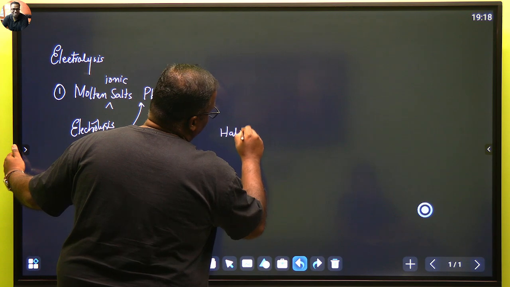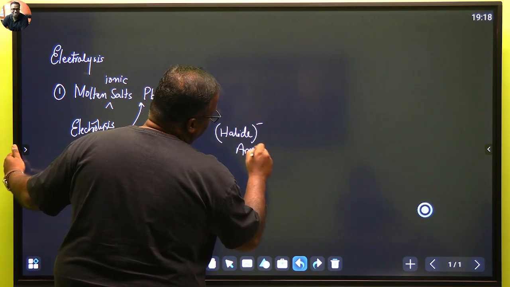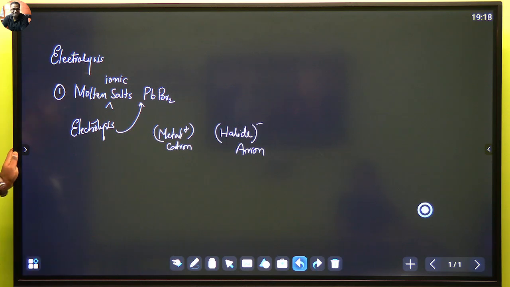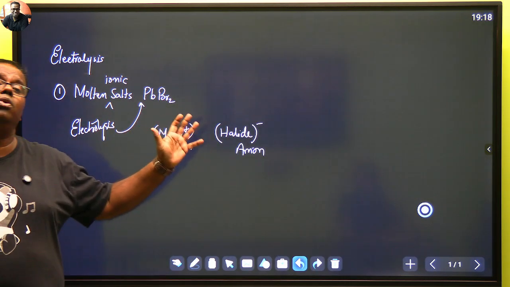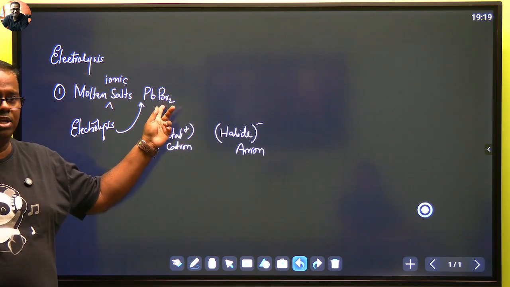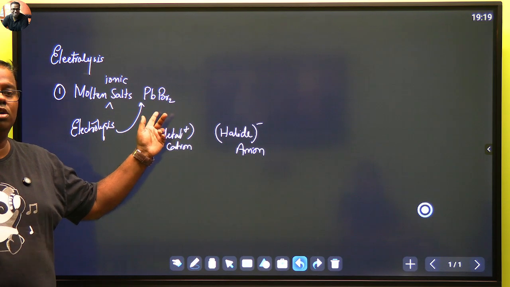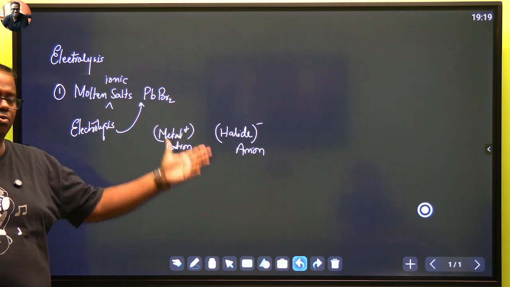You know what is halide? किसी को पता है? Halide means from the halogen family. What is the halogen family? Group 17. Fluorine, chlorine, bromine, iodine, they are all known as halogen. So a halogen salt is known as a halide. This is a halide salt, salt of halide group. ये लिख के रखिए. Halide is a word you should know.